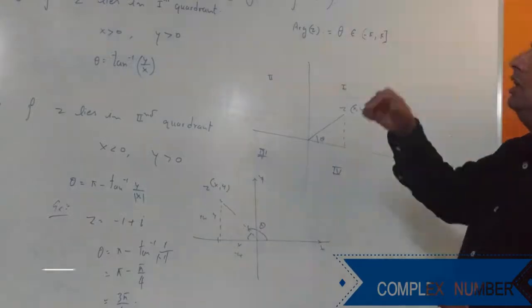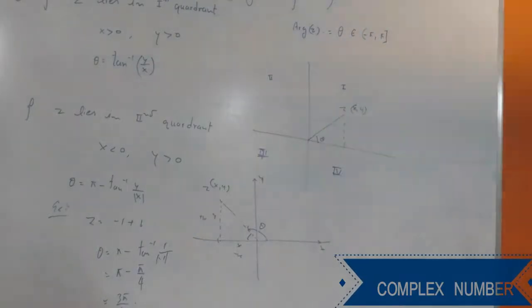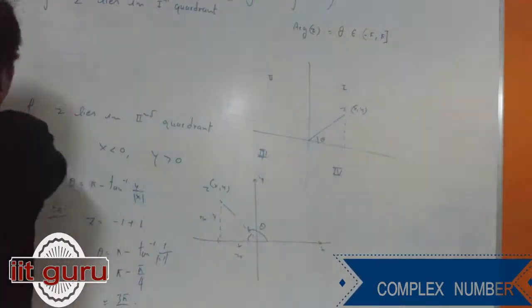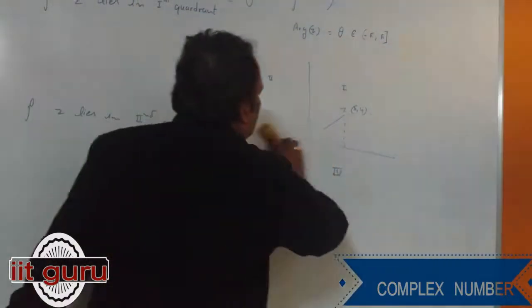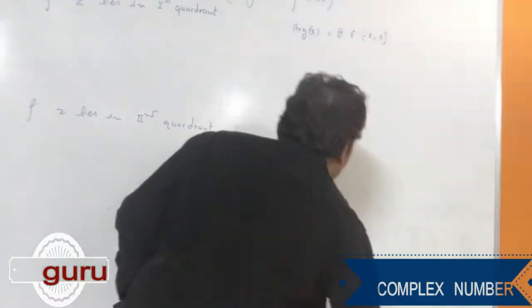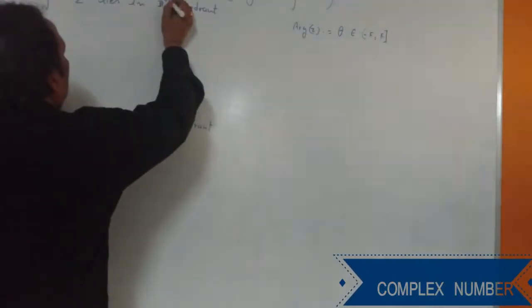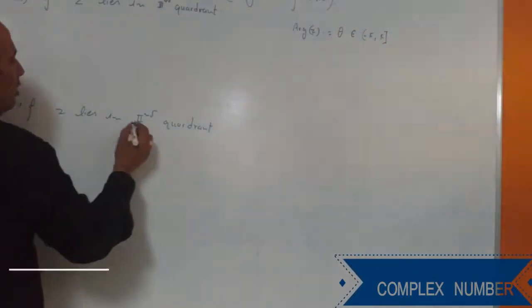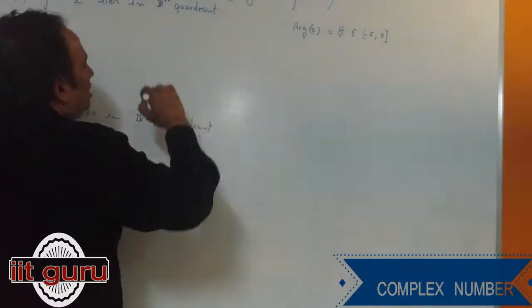Now we go for the third and fourth quadrants. I will erase this part. This is very helpful. That part is the third quadrant, and here is the fourth part. Z lies in the fourth quadrant, and this is the third quadrant.